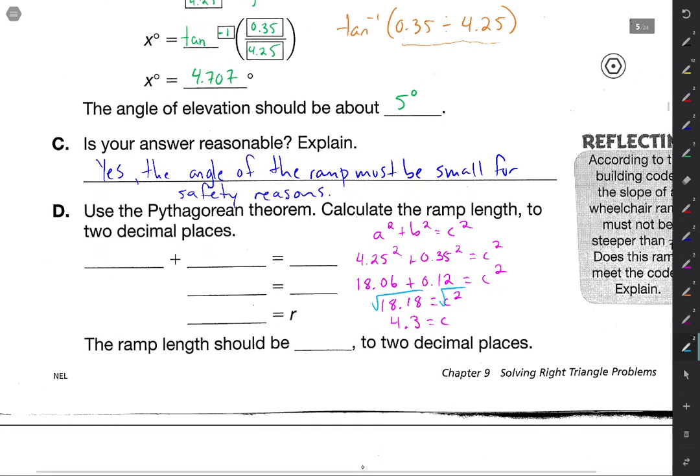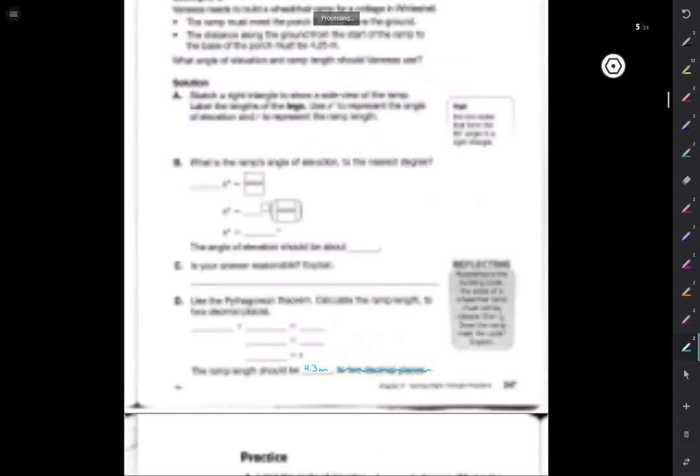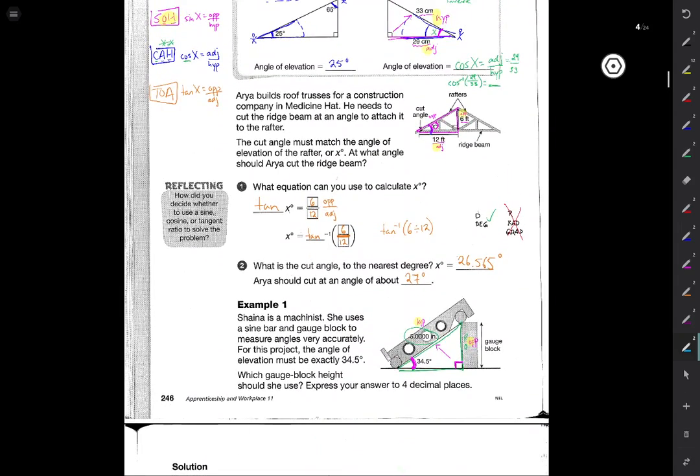The ramp length should be 4.3 meters, and we won't do it to 2 decimal places. I only did it to 1 decimal place. Please let me know if you have any questions using your calculator with SOHCAHTOA, with sine, cosine, and tangent.